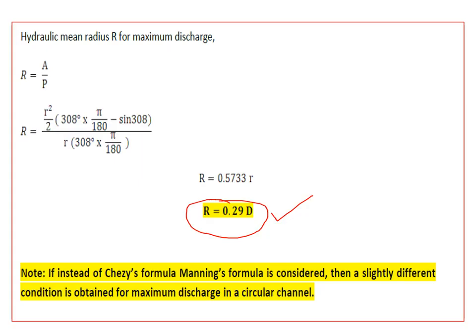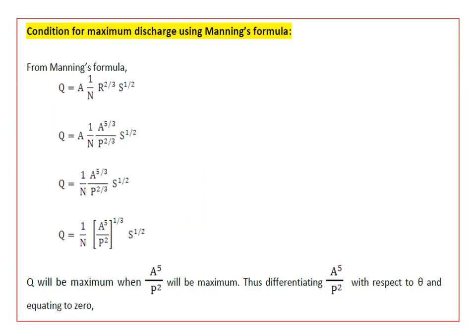But the condition for maximum discharge, theta is 308 degrees, holds only when you use Chezy's equation. When you use Manning's equation, it will be slightly different, which I will show in the next slide. So what happens when we are using Manning's equation? Here Q is equal to A into V, where V is 1 by n R to the power of 2 by 3 S to the power of half.